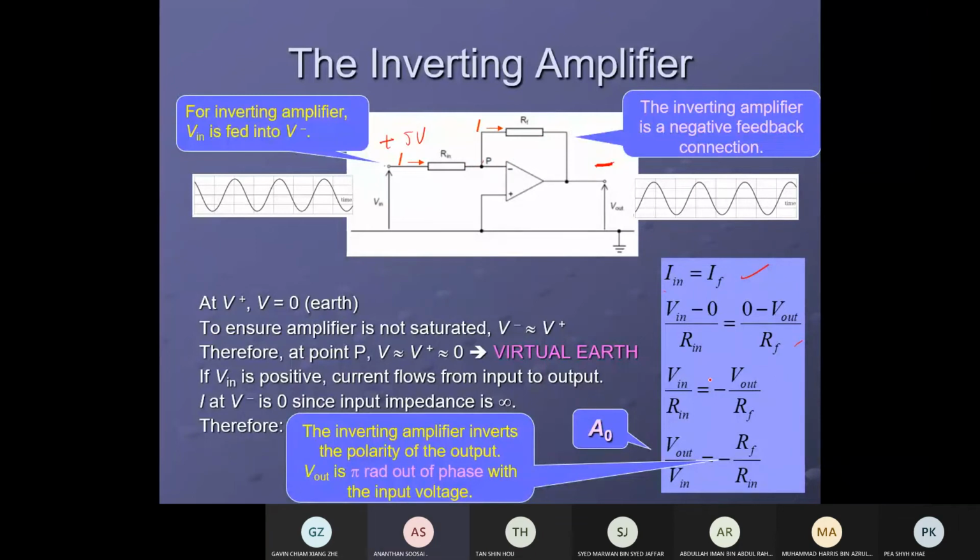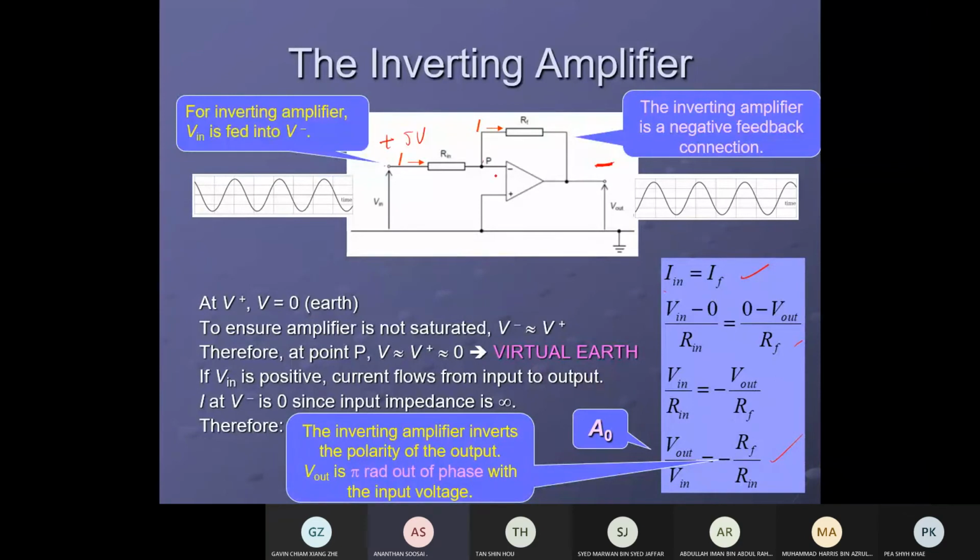From here, you rearrange and get this feedback gain formula. The gain formula for an inverting amplifier is negative RF over R in. So the inverting amplifier inverts the polarity of the output. The V out is pi radian out of phase with the input voltage. The gain formula is negative RF over R in.